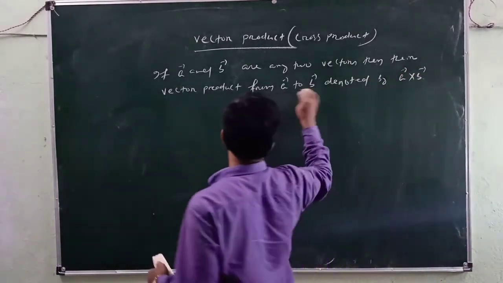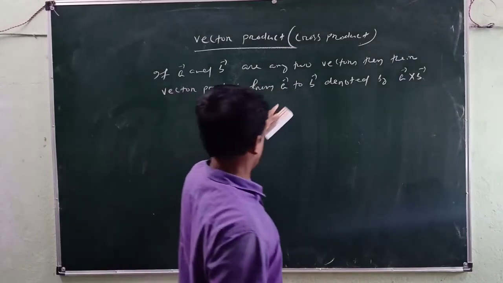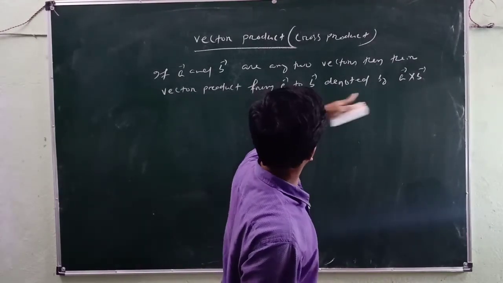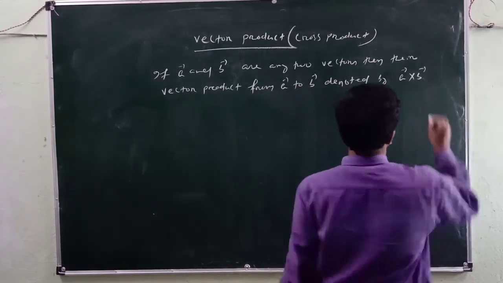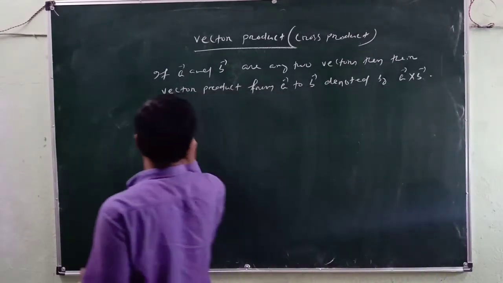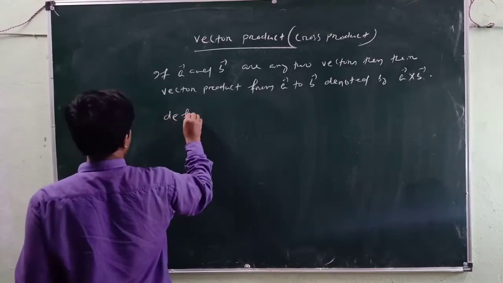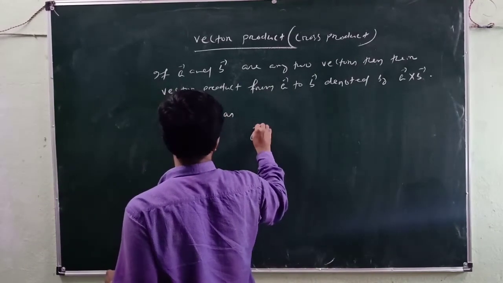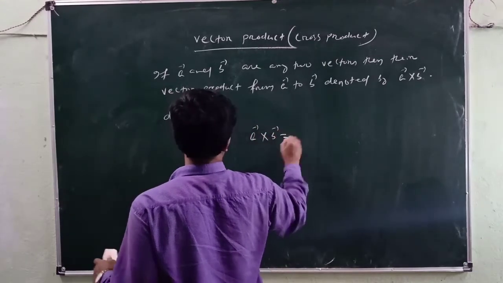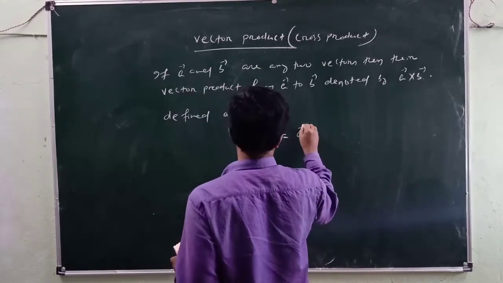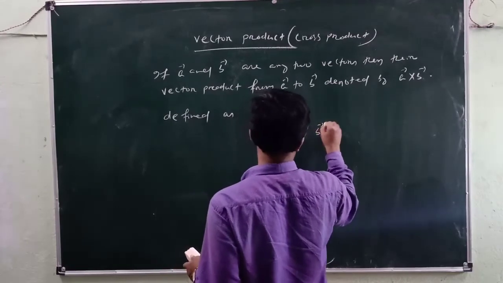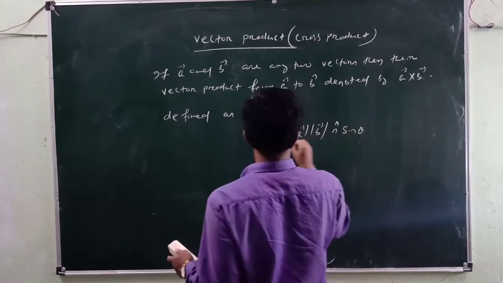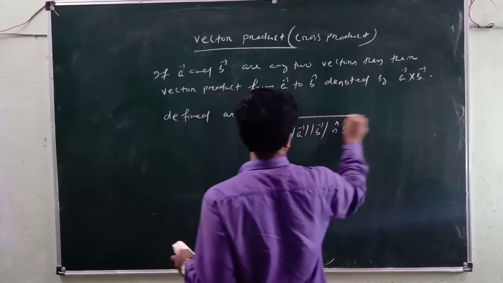From A to B I write because in the product, first I write A and then B. So here I write A cross B, defined as A vector cross B vector. It will be A vector magnitude, B vector magnitude, n cap into sin theta.